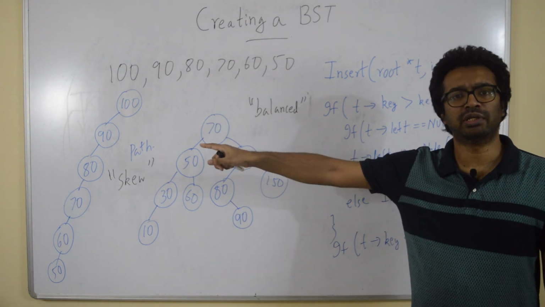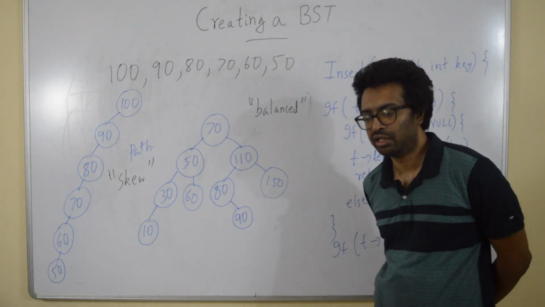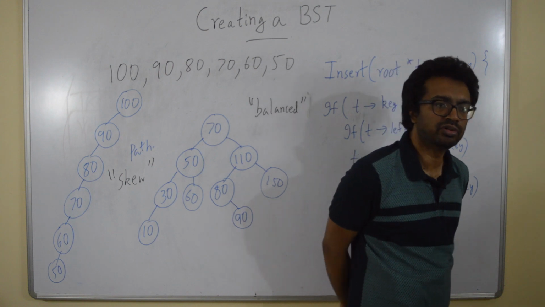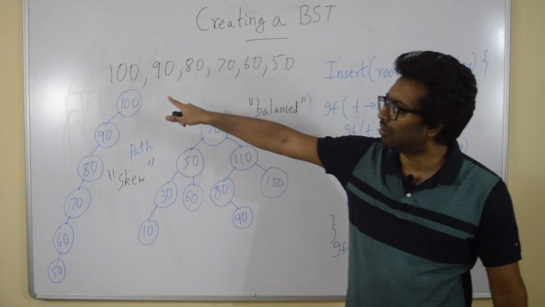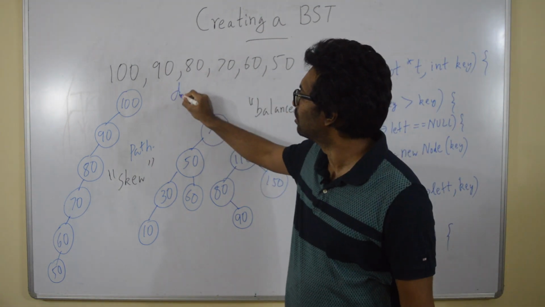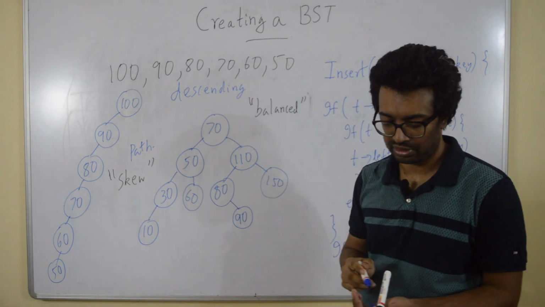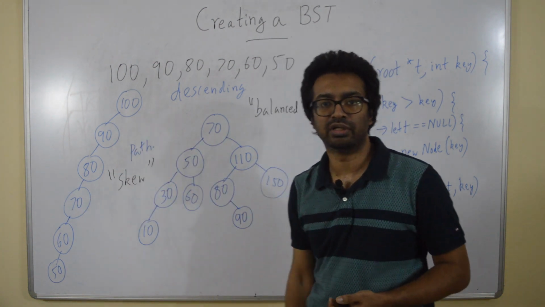Why is this a skewed tree? What kind of input will create a skewed tree? Can you see from this list of input what kind of input this is? You can see these are numbers in descending order, right? If the numbers are in descending order, then you get a skewed tree, right?